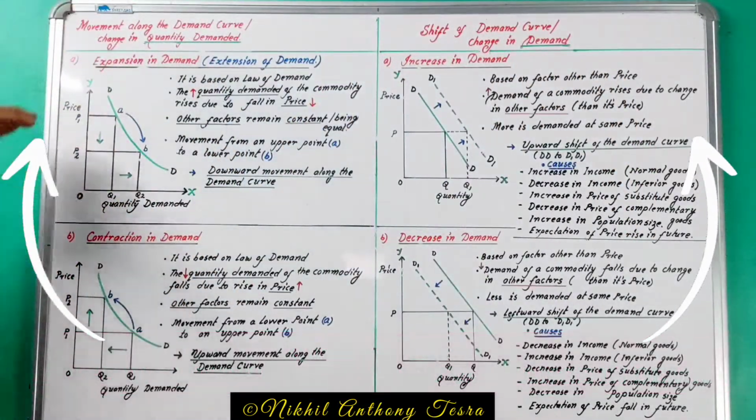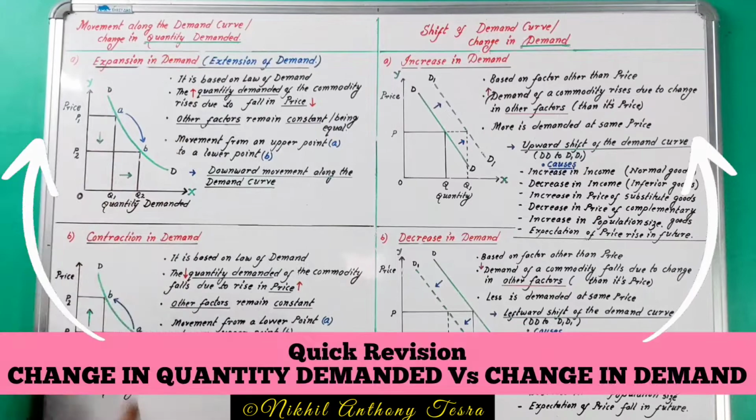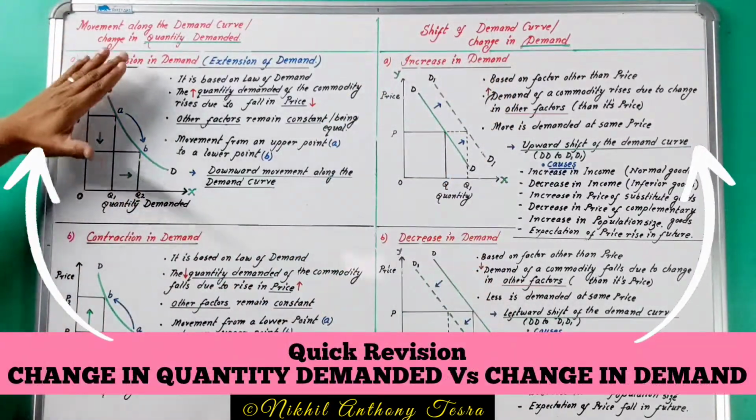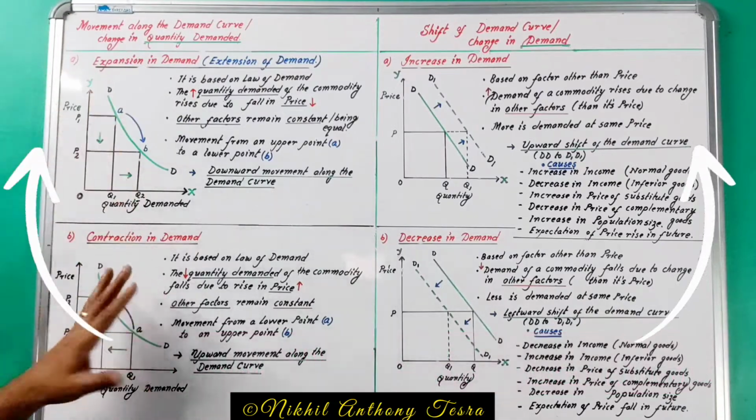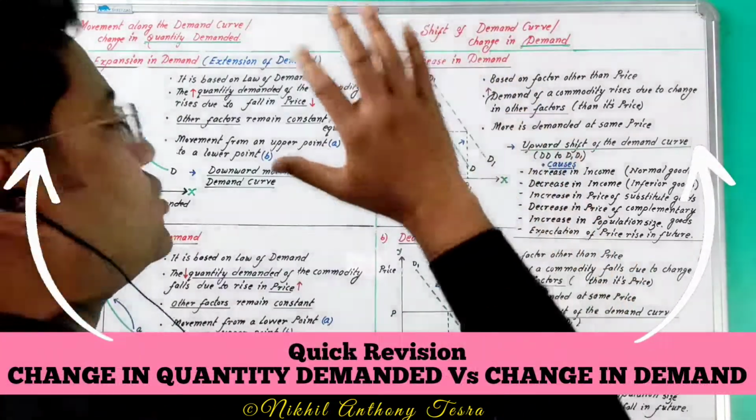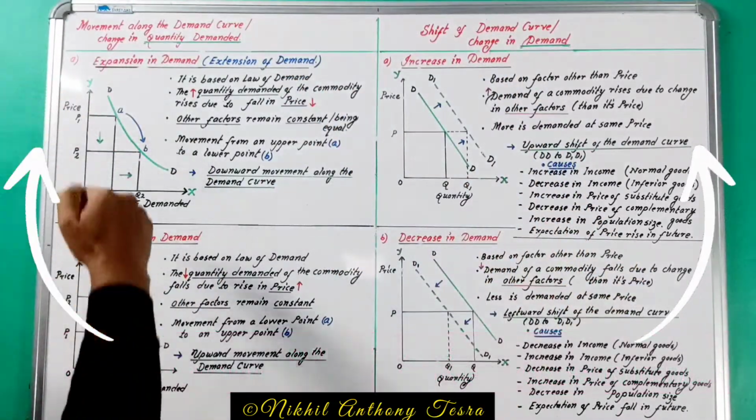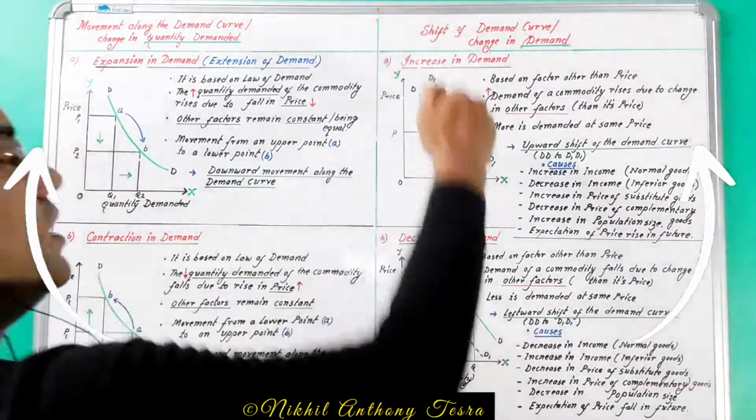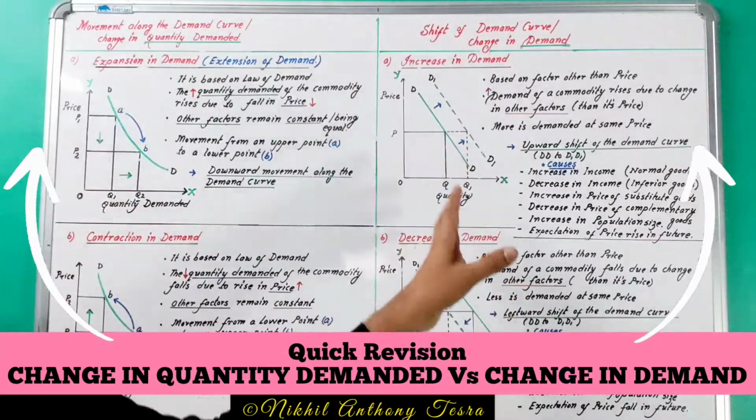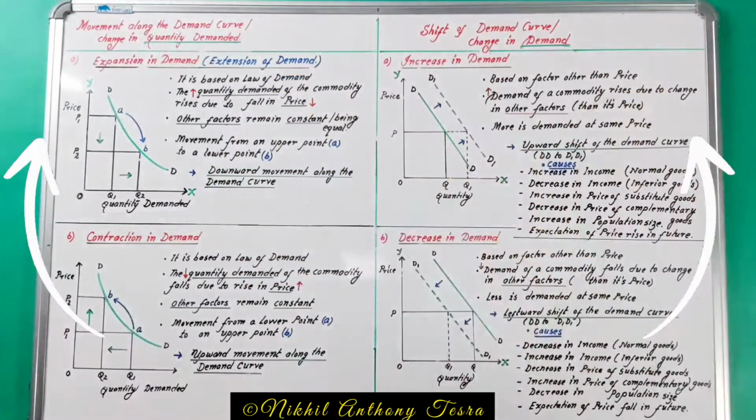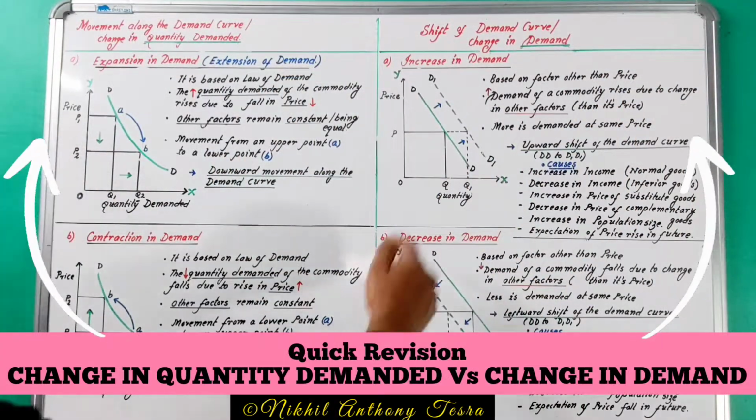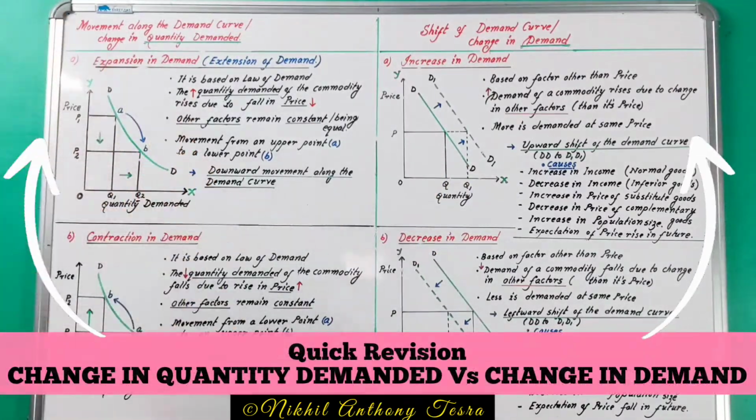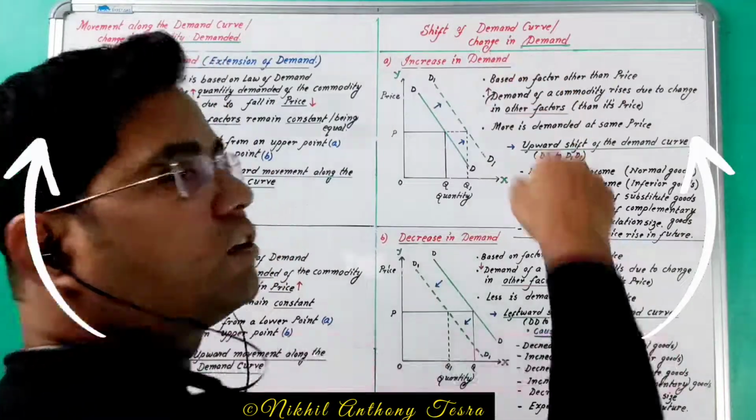Change in quantity demanded is further divided into expansion in demand and contraction in demand. Change in demand is further divided into increase in demand and decrease in demand. In the first case, law of demand is applicable. In the second case, law of demand is not applicable. Here, the quantity demanded changes due to change in price. Here, the quantity demanded changes due to change in other factors, not because of price. Here, the price changes, and on this side the price remains constant. Here, the other factors remain constant.